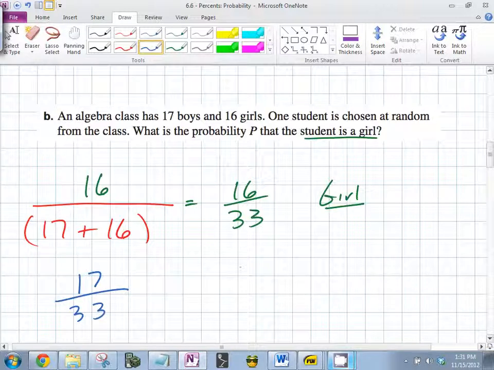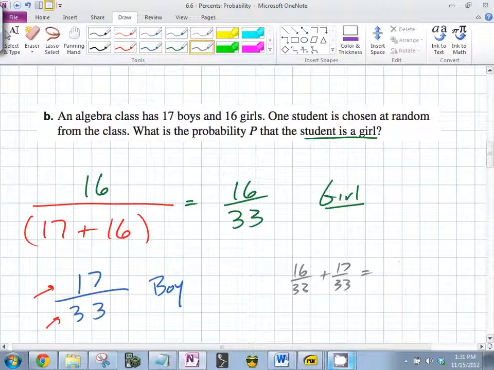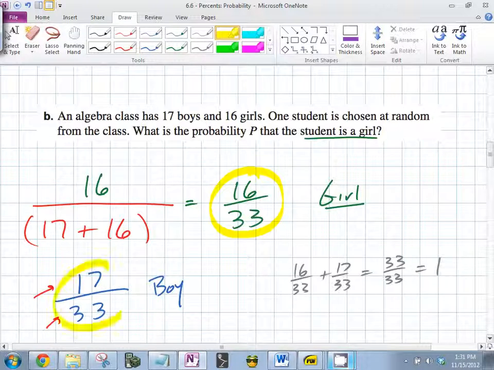You'll notice that's the probability of choosing a boy because you have the same number of students, but there's more boys. The key thing to notice right here is that 16 over 33 plus 17 over 33 is equal to 33 over 33, which equals 1. If you add together the probability of every possible outcome happening, it should always equal 1. If it doesn't equal 1, it means you haven't accounted for one possibility. In this case, a given student is either a boy or a girl.